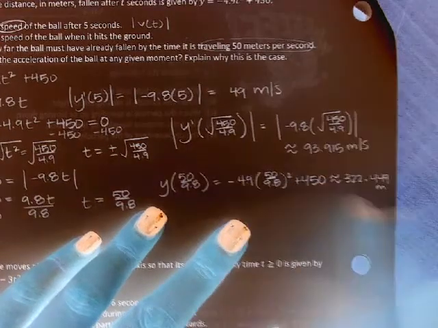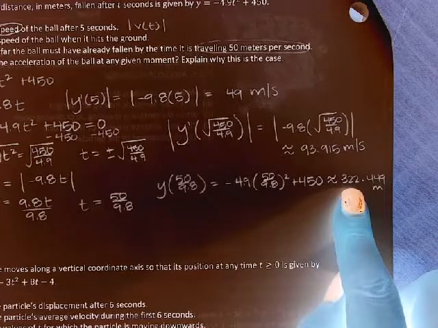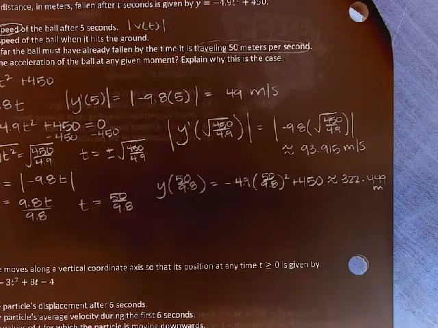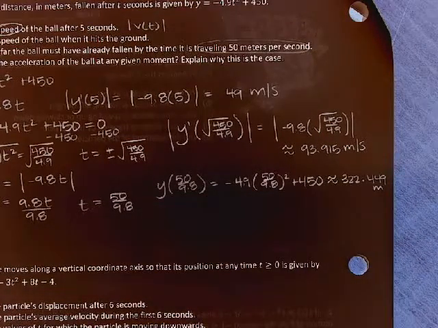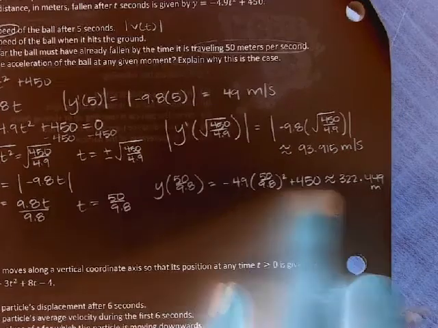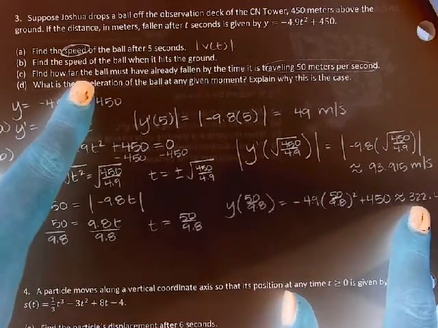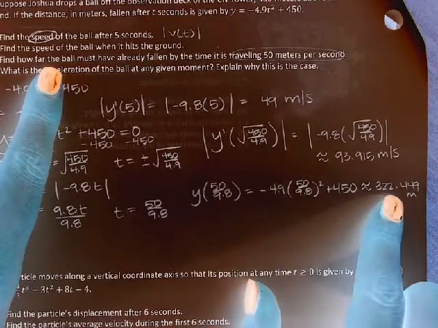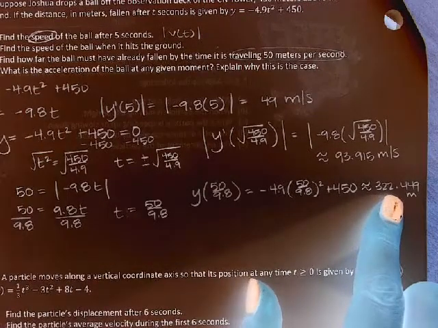So that's its position. How do we figure out how much it's fallen? Minus that from 450. We plugged in that exact time to see the position that it's at. But the question was asking how far had it fallen at that time. So if that's the position, then 450 minus 322.449 gives you 127.